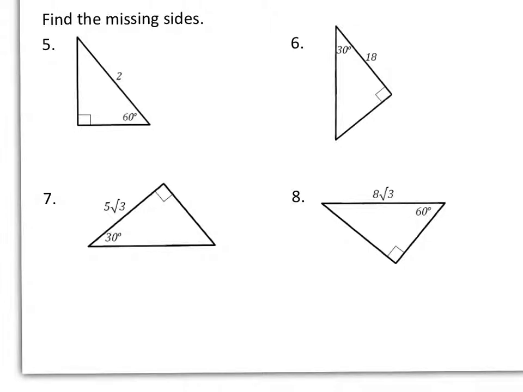So in number 5, we have a 30, 60, 90 degree triangle. So our 30 degrees is the angle up top. My hypotenuse is 2. So remember, this is twice your short side. And short side we are calling S. So if 2S equals 2, then that means S is 1. My short side's 1. To go from the short side to the longer side, we multiply by the square root 3. So that's 1 square root 3, or just square root 3.